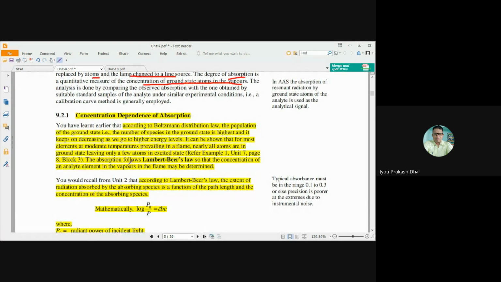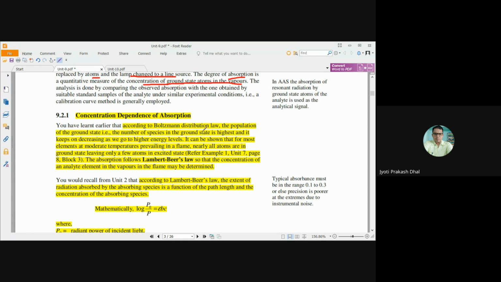Now coming to concentration dependence of absorption. The degree of absorption depends upon the concentration of the atoms present in the analyte at ground state. The concentration of atoms in the ground state present in the analyte.